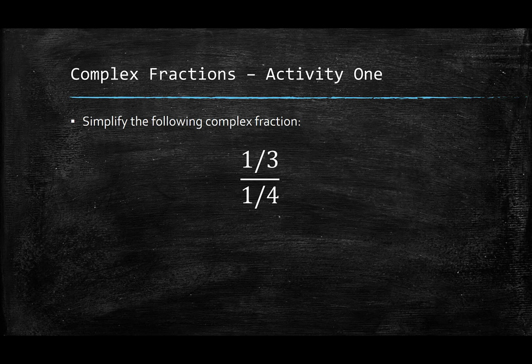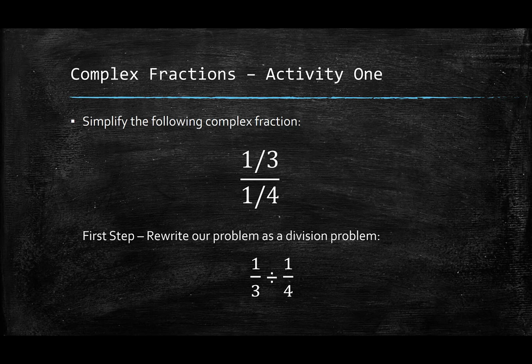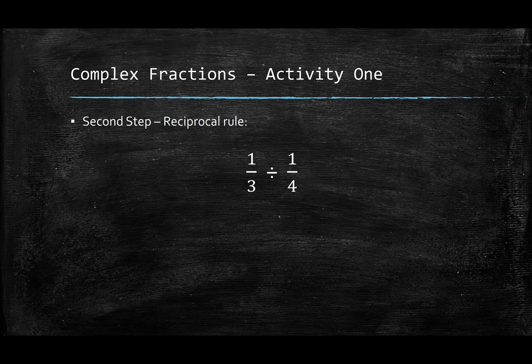Let's do one more. Simplify the complex fraction 1/3 over 1/4. Our first step is to rewrite this problem as a division problem, 1/3 divided by 1/4. Now that we have our division problem, recall the reciprocal rule. This rule tells us we can change our division problem, 1/3 divided by 1/4, into a multiplication problem by taking the reciprocal of our second fraction. Our multiplication problem is now 1/3 times 4 over 1.